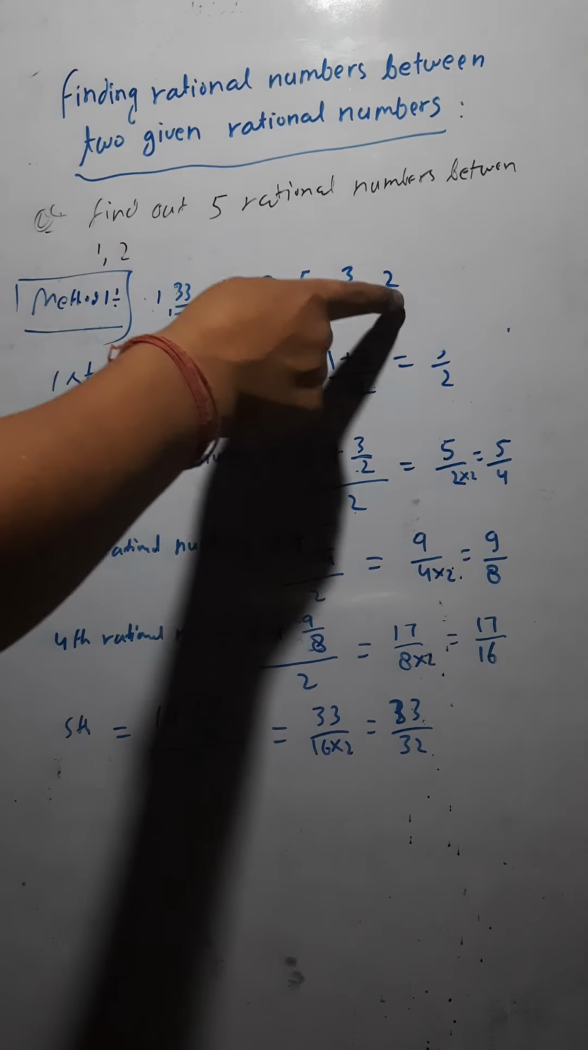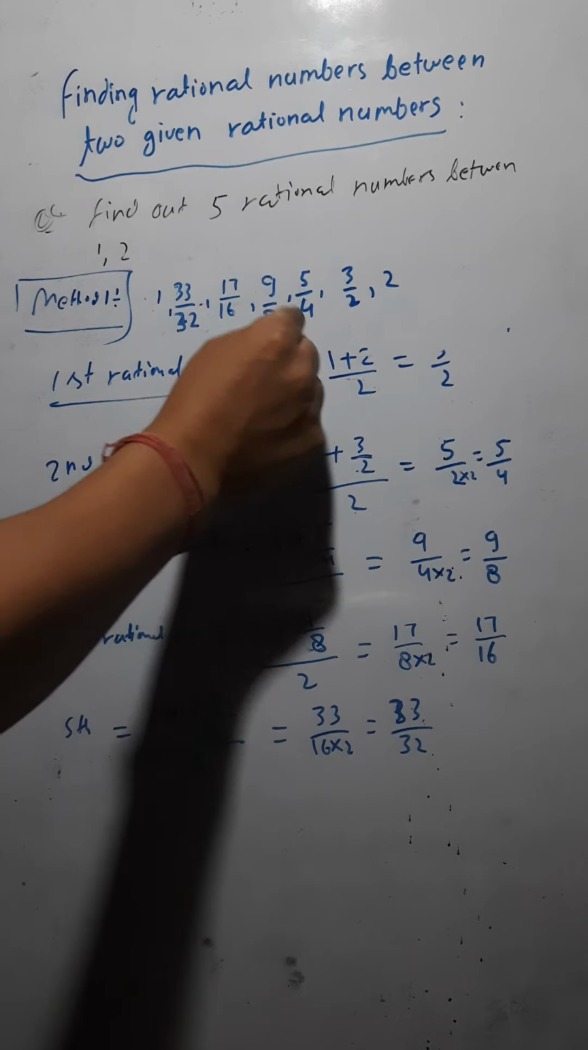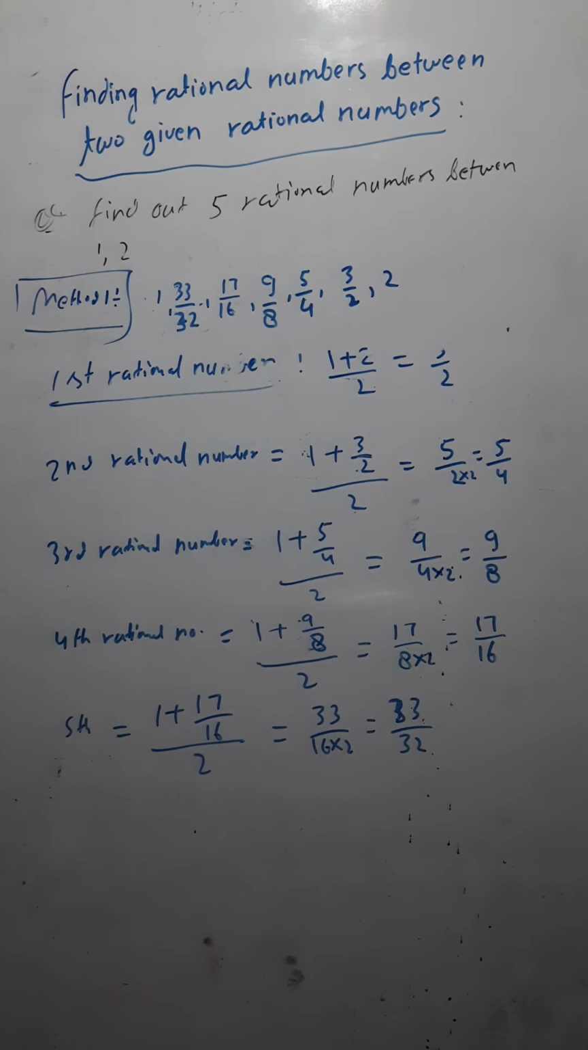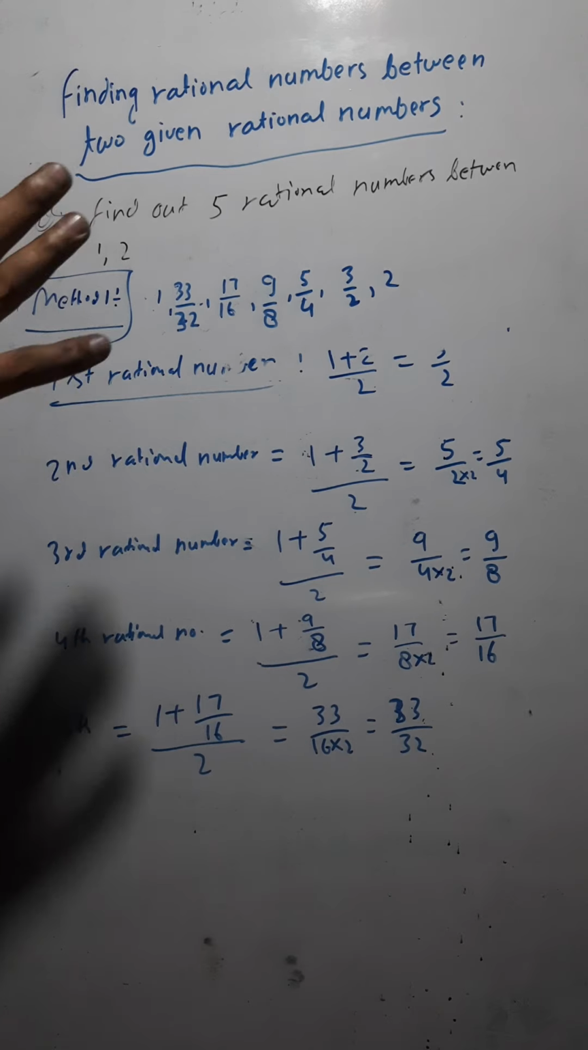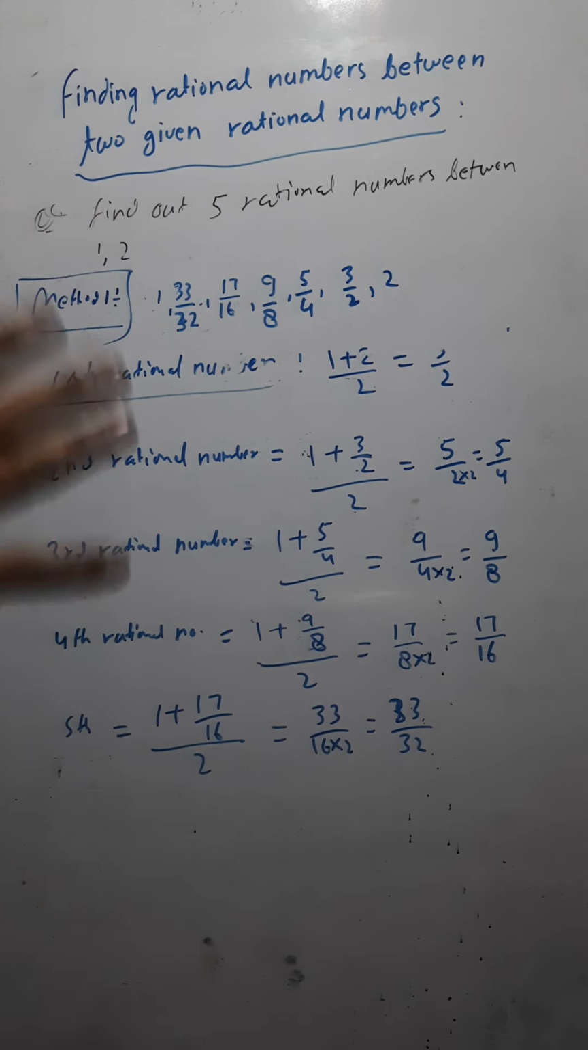So between 1 and 2, I have found 1, 2, 3, 4, 5 rational numbers. Okay, so this is how you would solve the given question here, isn't it? So this is the first method. Hope you are knowing this now. This is the first method. Now let me tell you the second method, and this is going to be the easiest one.